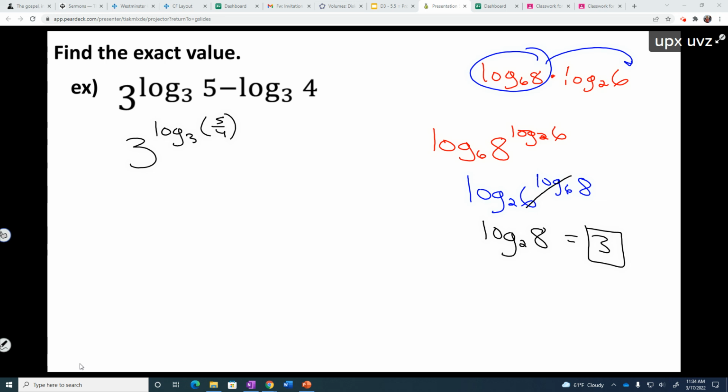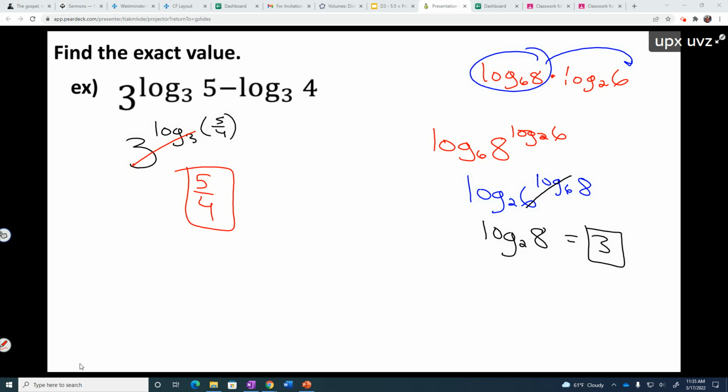And now, we got something good, right? 3 log 3, that cancels. Anything that looks like it cancels generally cancels. General rule. And then so we just got 5/4 left. That's our answer.